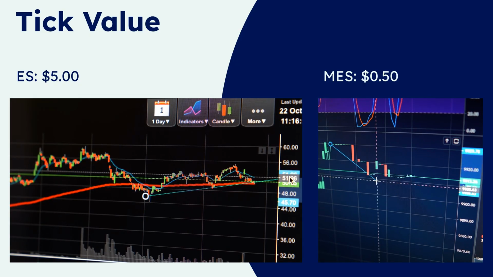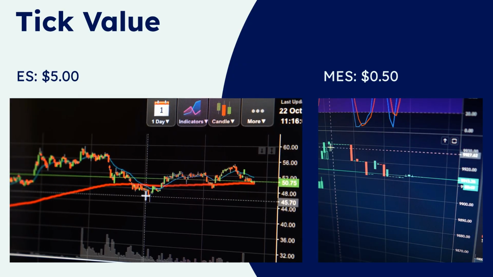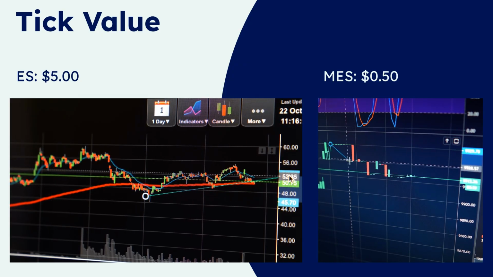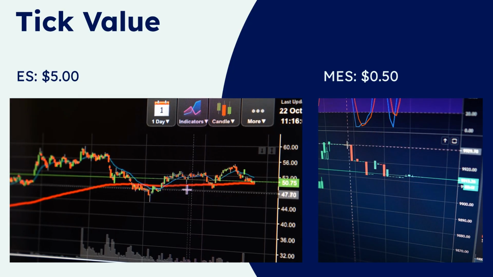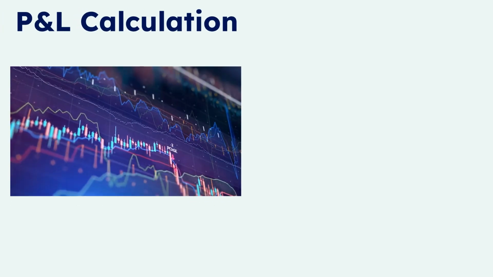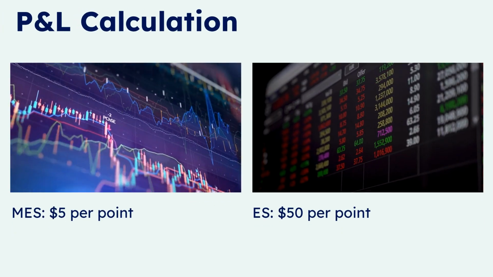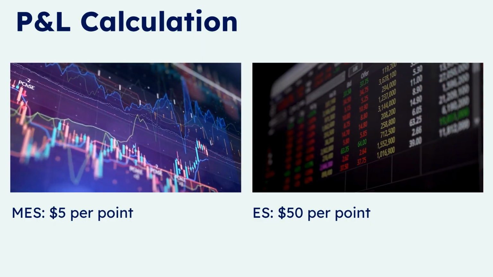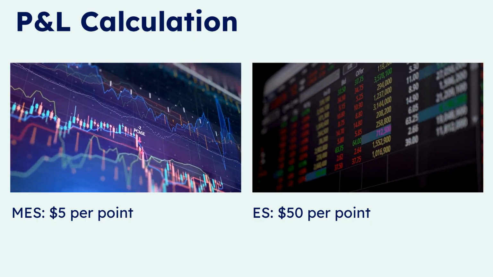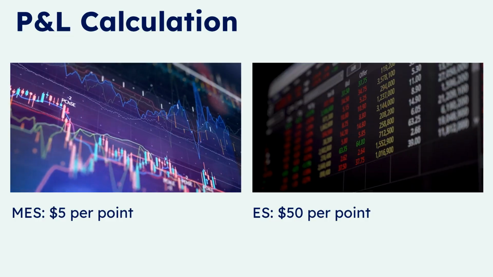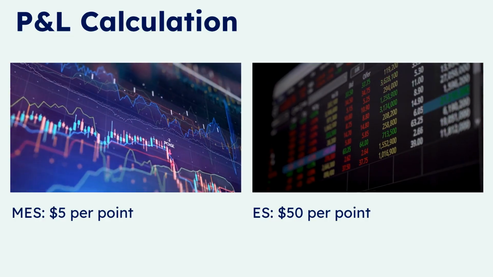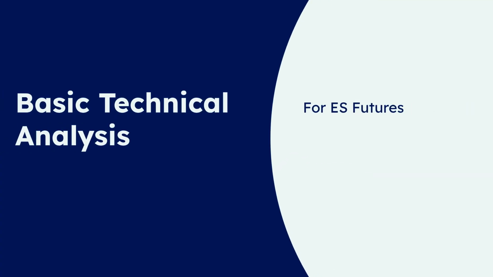However, since we usually discuss full points, 1 point movement is 4 ticks, or $50 for ES, and $5 for MES. This 10-to-1 ratio applies to potential profit and loss. For every full point the S&P 500 index moves, you gain or lose $50 on one ES contract, or $5 on one MES contract. Successful futures trading relies on analyzing price movements using technical analysis.